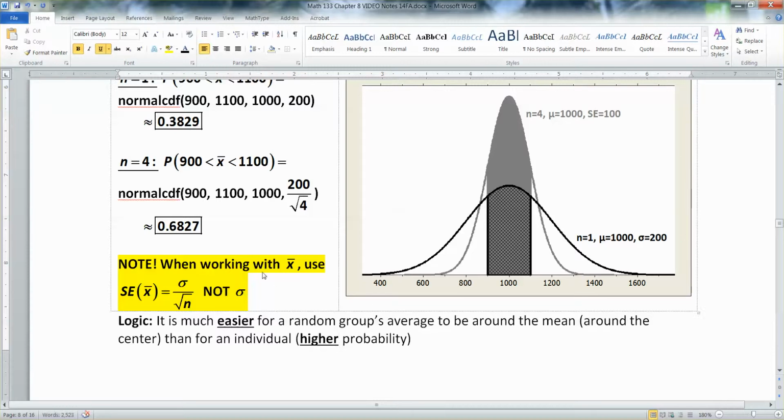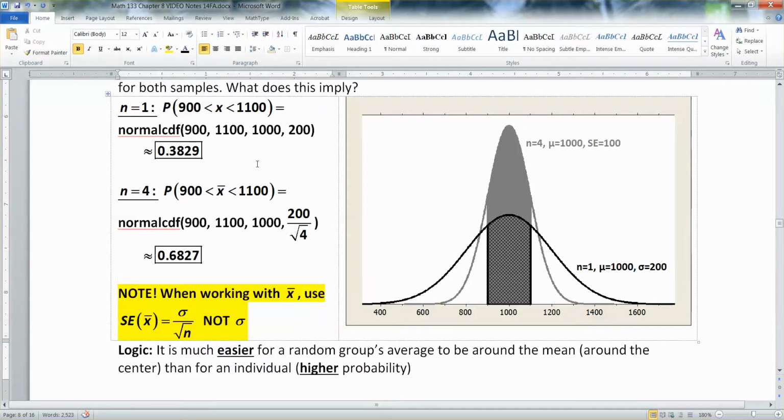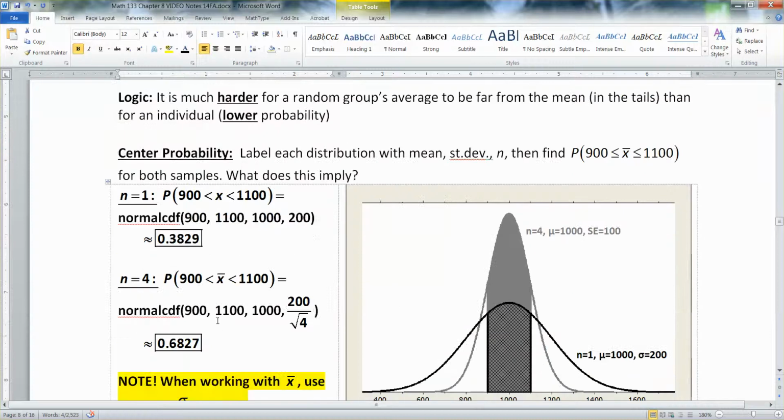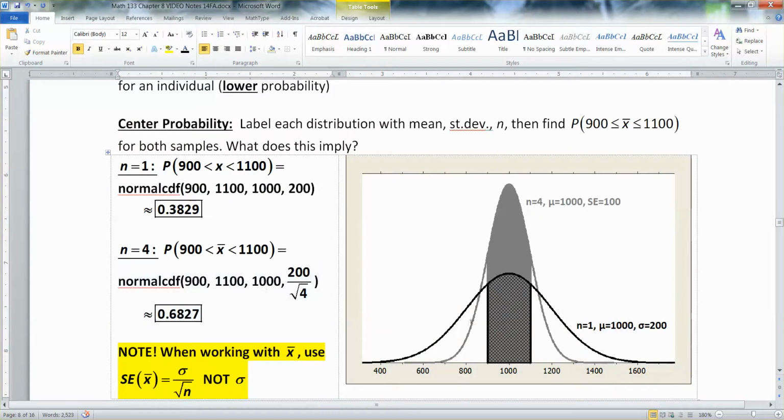It's easier for a group to be near the center because people balance each other out. So you have some high scores, you have some low scores, but in general, they average each other out. So individuals are more scattered, they're more spread out. So they're more likely to be in the tails and less likely to be in the center. Groups of samples, size 4, 5, 10, it doesn't matter, are less likely to be in the tails and more likely to be in the center because your standard deviation is shrunk from 200 to the new standard error of 100. When you take this black curve and transform it into that gray curve, you're taking all the things from the tails and shoving them towards the center.